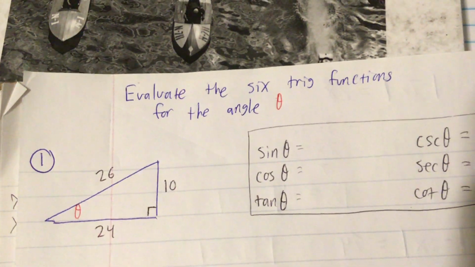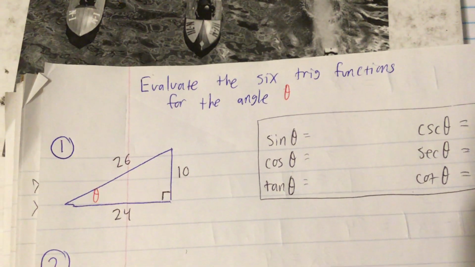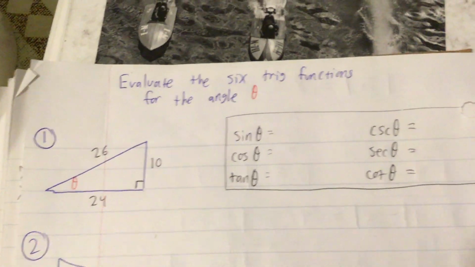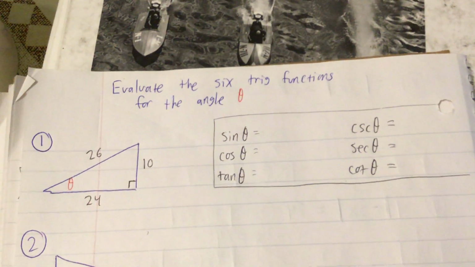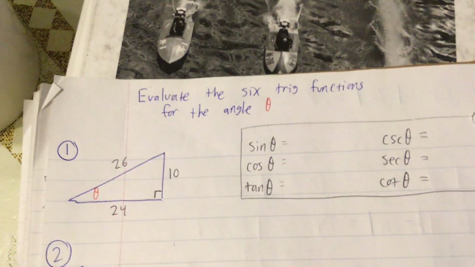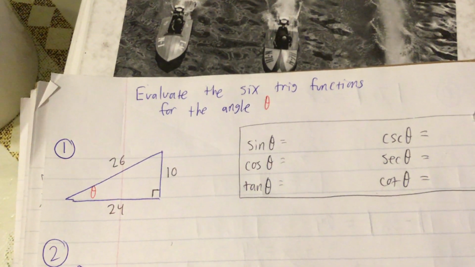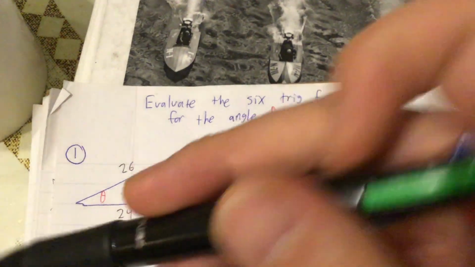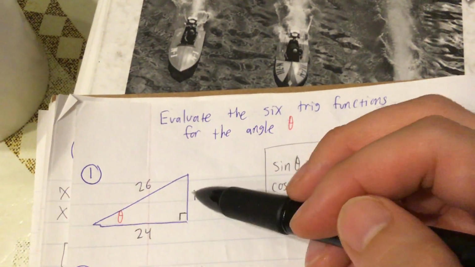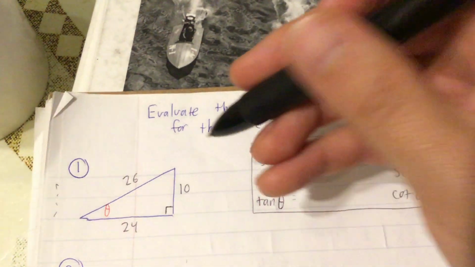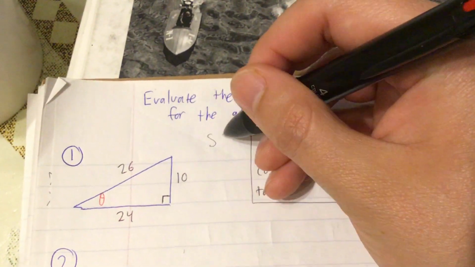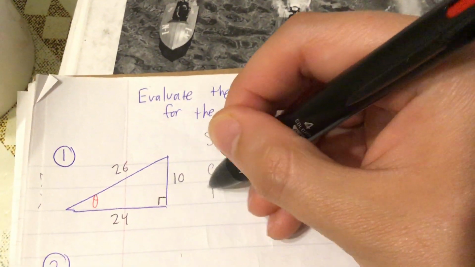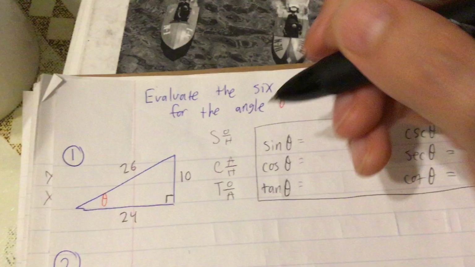The directions are going to say, evaluate the 6 trig functions for the angle theta. So sine, cosine, tangent, cosecant, secant, and cotangent. I was going to have you guys do Pythagorean theorem to solve for the unknown side, but I just wanted to see if you guys remember how to do this. So we're going to look at the angle theta. We're going to do the sine ratio. So if you want to put SOH CAH TOA, then do so. That might help me out too.